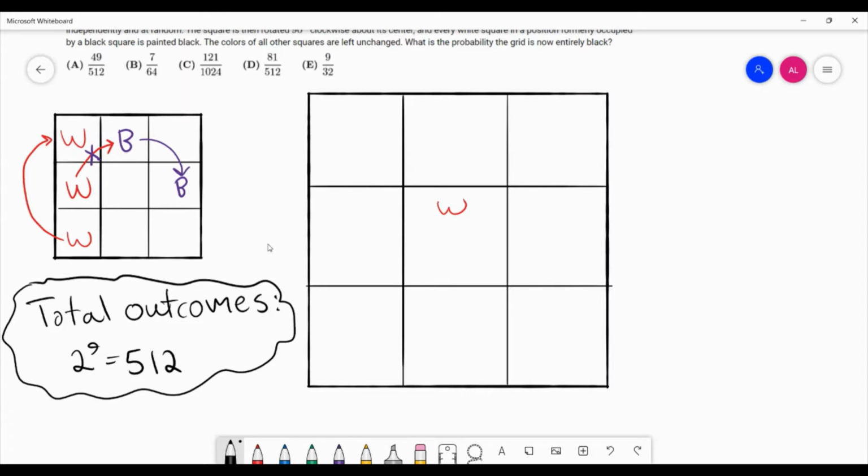So now we will do a bit of casework on first the center, then these side squares, and then the corner squares. So firstly, can the center square be initially colored white? Well, no, because if it was initially colored white, the center square would rotate on itself and remain white. So this actually can't happen. The center square has to be black. For our favorable outcomes, that is 1 total coloring for the center.